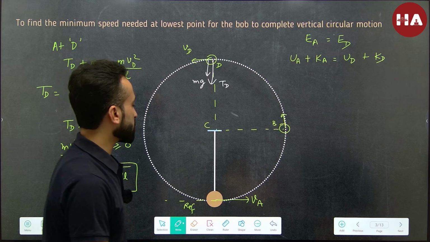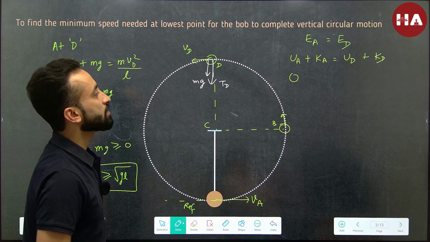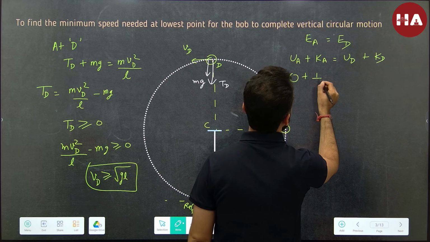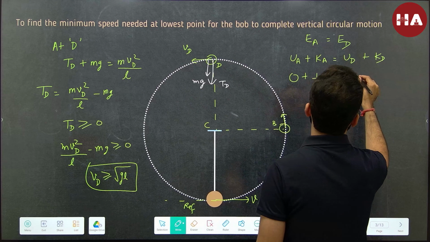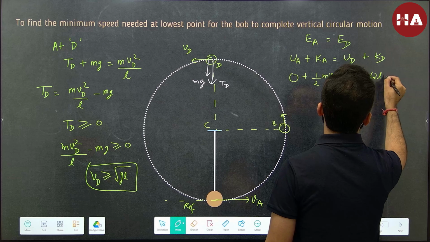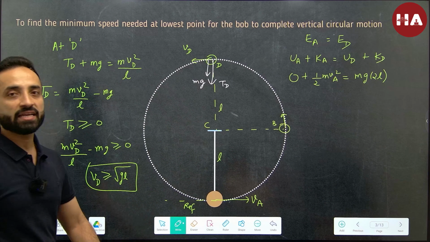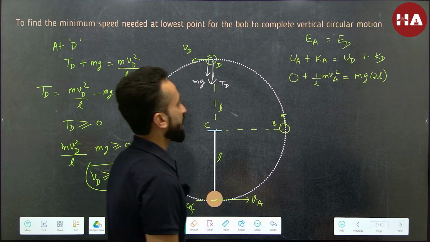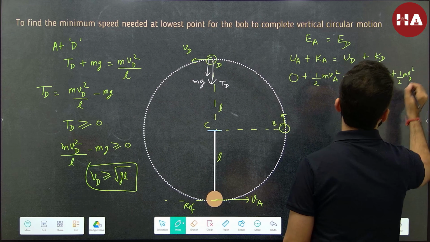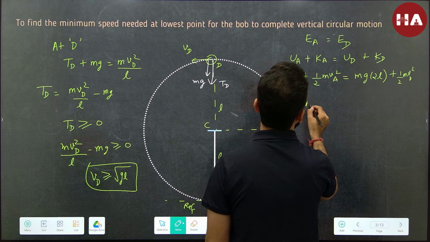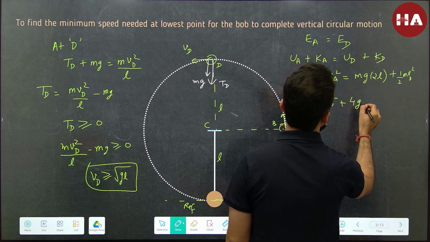So what is the potential energy at A? You would say it is 0. We have taken that as reference. What is the kinetic energy at A? It is going to be half m VA square. What is the potential energy at D? That's going to be mg times 2L. Why 2L? Because it is the distance between A and D, which is nothing but the diameter. And what is the kinetic energy at D? Half m VD square. If we do that, we are getting VA square equals VD square plus 4gL, isn't it?